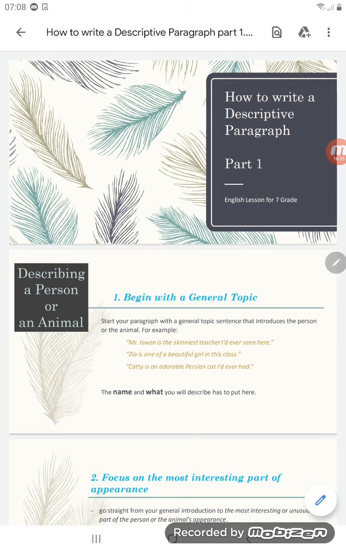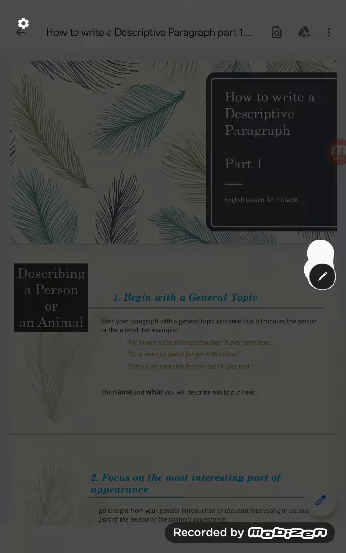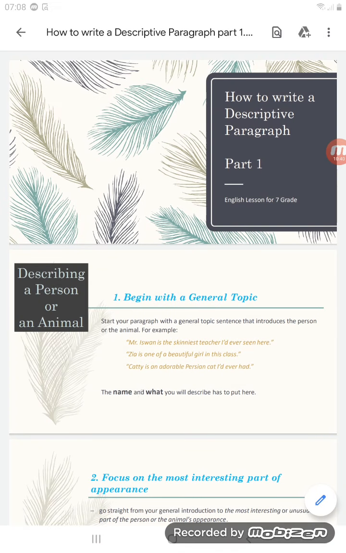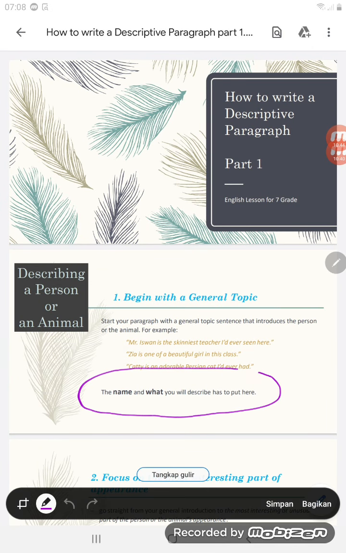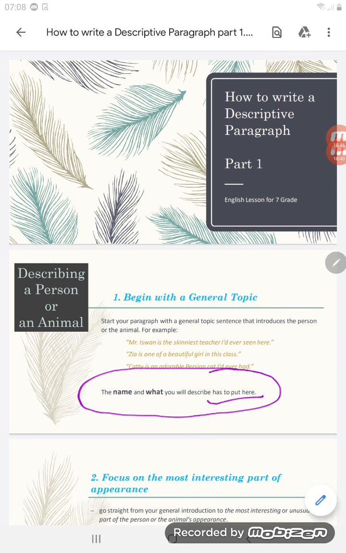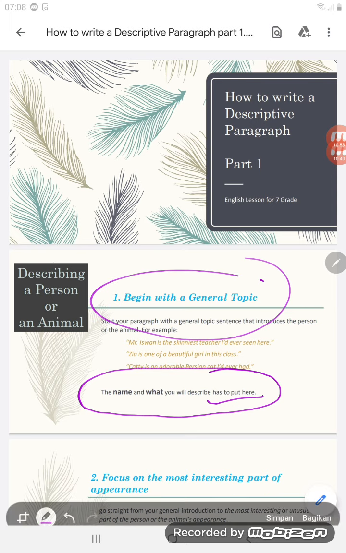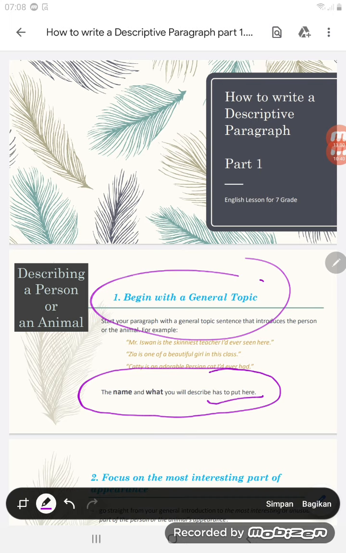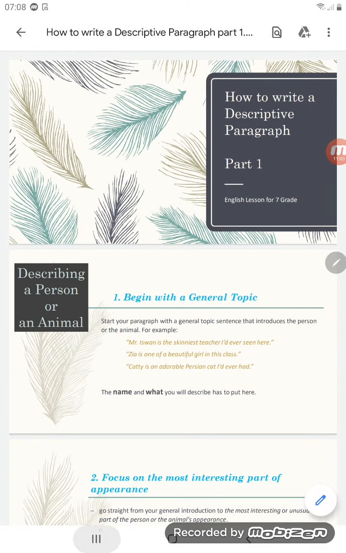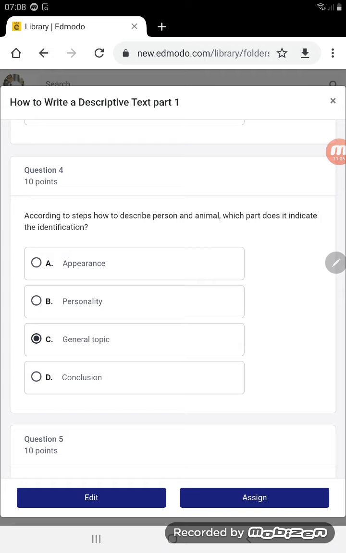Begin with the general topic. Okay, the name and what you will describe has to be put here. It means that identification you must put in this part. Begin with a general topic. So the answer is, of course, general topic. Not appearance, not personality, not a conclusion, but the best answer is general topic.